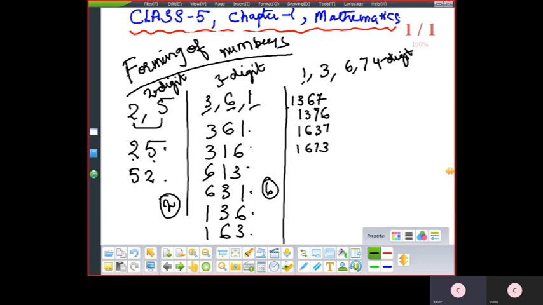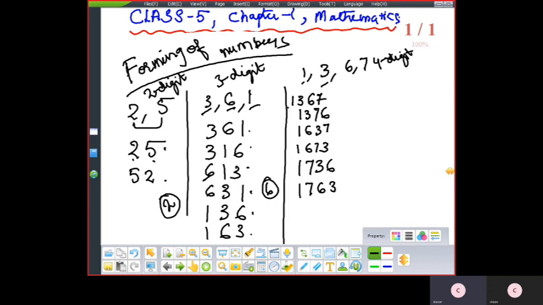Now I'll start with 7. 1, 7, 3, 6. Then 1, 7, I'll reverse the tens and ones place, 6, 3. Got it? So all starting with the 1 is over. Any more can you find out? No. So now let me take the second one as 3.